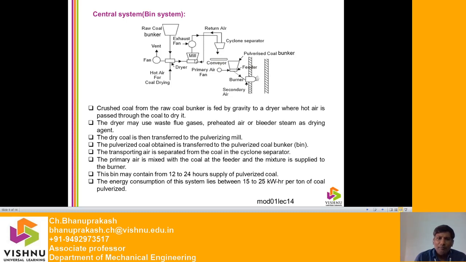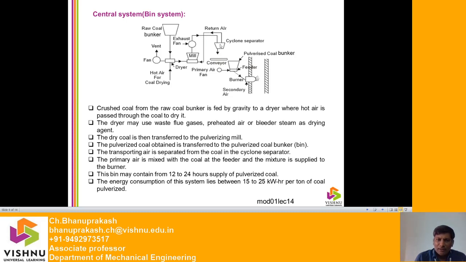The pulverized coal obtained is transferred to the pulverized coal bunker. See here, this is the pulverized coal bunker. From the mill, the coal is transferred to the pulverized coal bunker or bin. Here, it can store the coal for a long time. Then how will it be transferred? Here there is transporting air. The pulverized coal obtained is transferred with the help of an exhaust fan. Air will be coming, so after pulverizing, the coal is mixed with the air. This air transfers the entire coal to the cyclone separator.